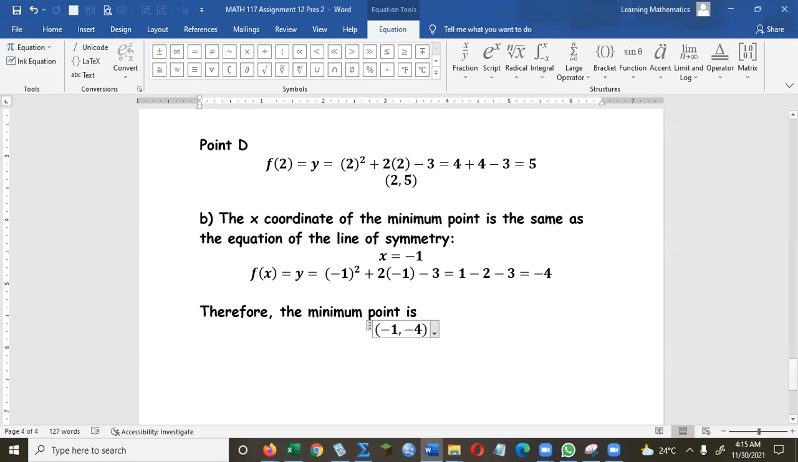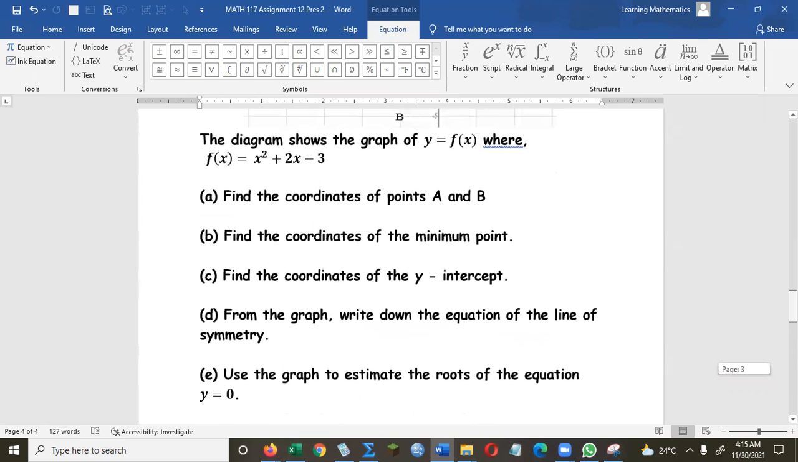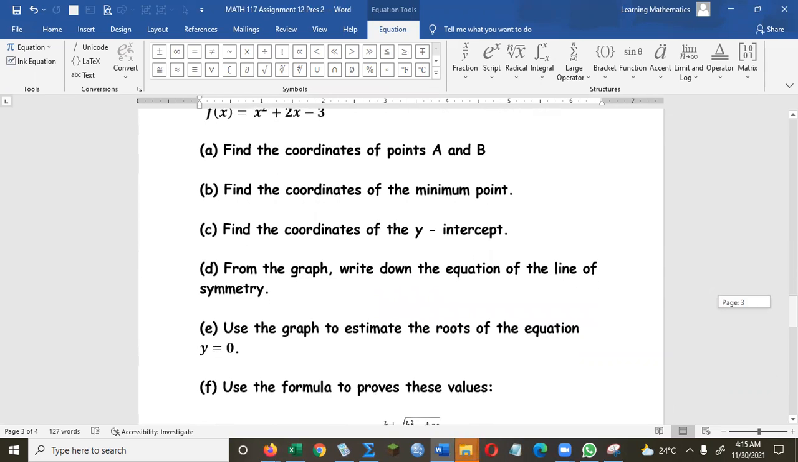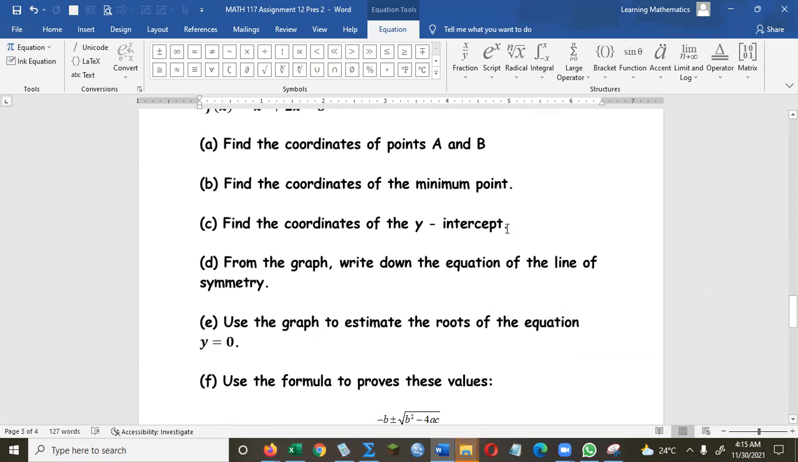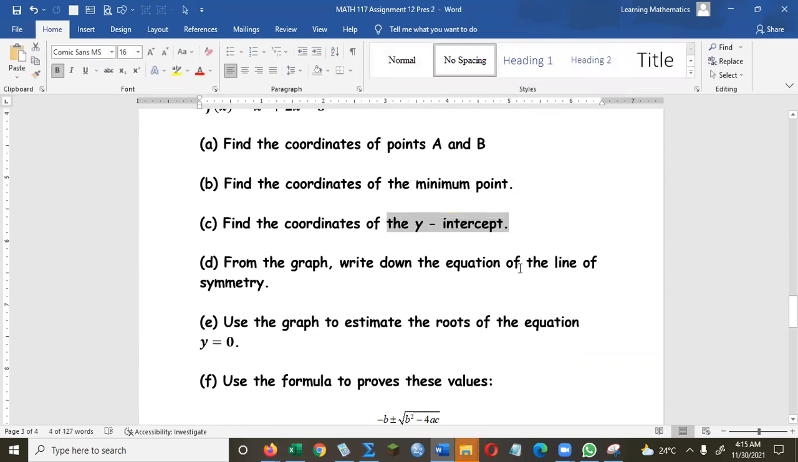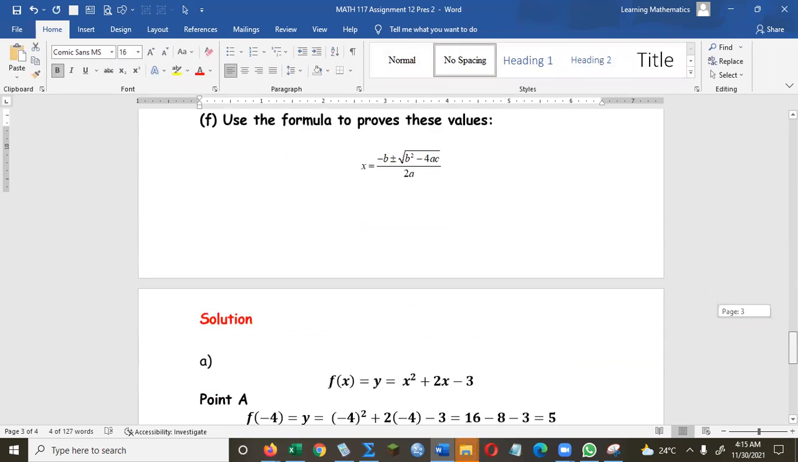We move on to part C. Part C says find the coordinates of the y-intercept where the graph touches the y-axis. Where the graph touches the y-axis is where x is equal to 0. Okay? So that's part C. Let's take a note of that.